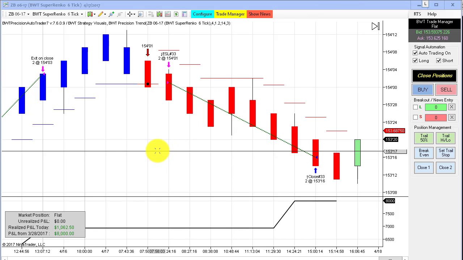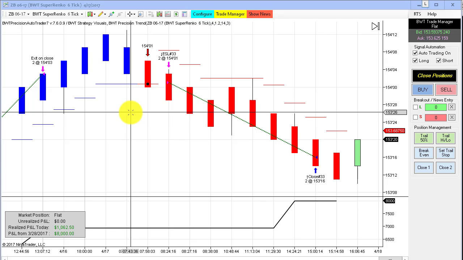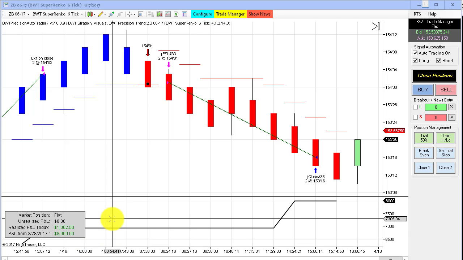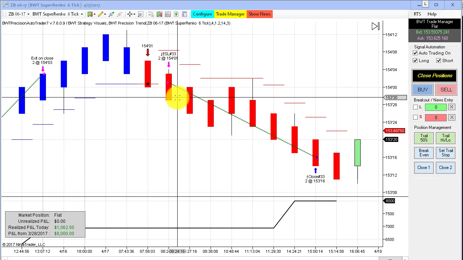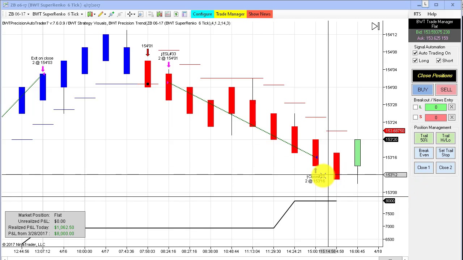Okay, a pretty good day today. First up is the bonds on the Superenco 6 tick. We had a single short trade, trading only two contracts. This was good for 1,062.50. We had really good entry and exit placement here. It doesn't get much better than this.